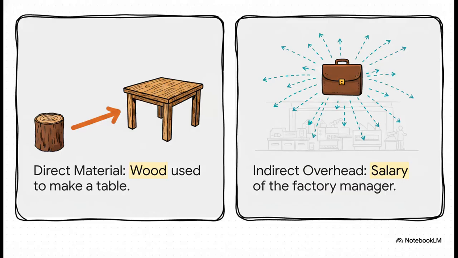And this brilliantly illustrates the exact comparison you need to have locked in your head. On one side, we have direct material, the physical wood used to make a table. It's tangible, it's measurable, and it's directly linked to the final product. On the other side, we have indirect overhead, the salary of the factory manager. Look, they are totally crucial for the factory to run, sure, but their effort is spread across every single table that gets made, which makes it literally impossible to trace their salary to just one specific item. Direct is highly specific, indirect is general.